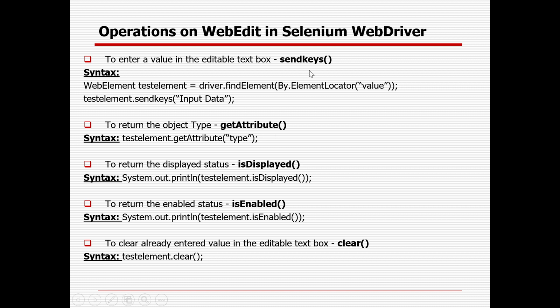These are the different operations. Through the get attribute method, you can get the attribute value. Is displayed will let you know whether it's displayed or not. Is enabled will let you know whether the element is read only or editable. You can clear the value with the help of the clear method, and with the help of send keys you can enter the value in the editable text box.